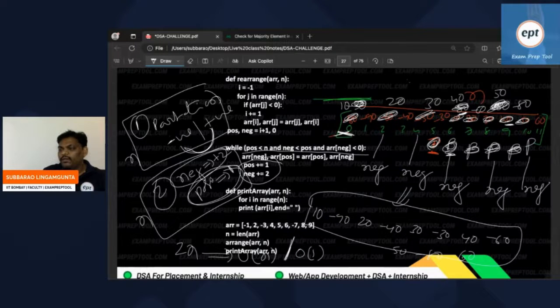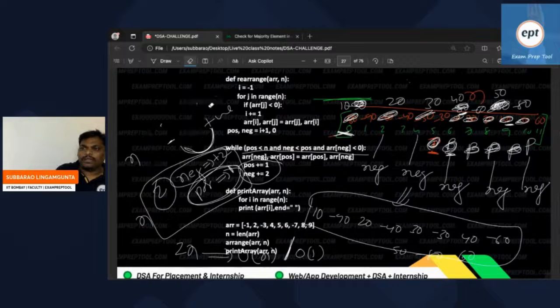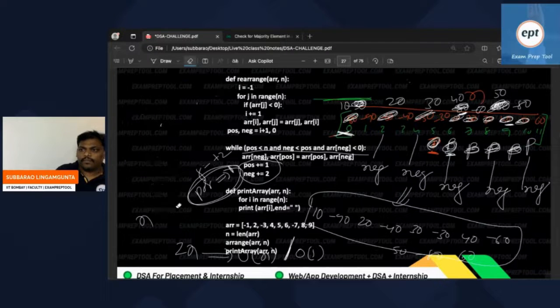Followed by negative, positive, swap. But increment negative by 2, right? And increment positive by 1. At the end of this, you will see positive, negative, or negative, positive. That's it. This is the code for this. Roughly, I have written the code also. Please take care of this particular program. I hope you got it.